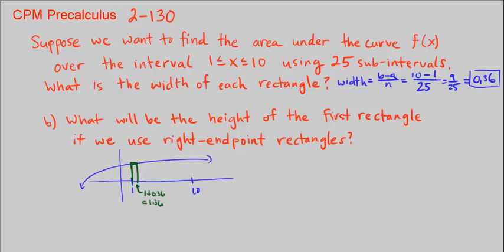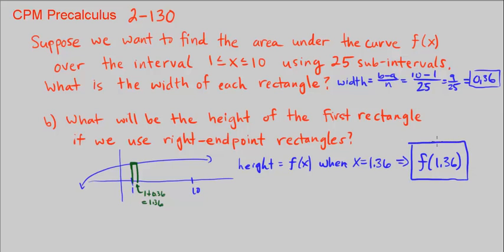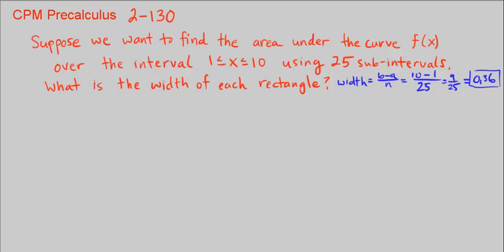So what is the height going to be? We know the base is 0.36, but the height is going to be our function f of x when x is equal to 1.36. We can write that as f of 1.36. Instead of x here, we have x equal 1.36. So that's how we write what the height is: f of 1.36. Let's go on and do part C.